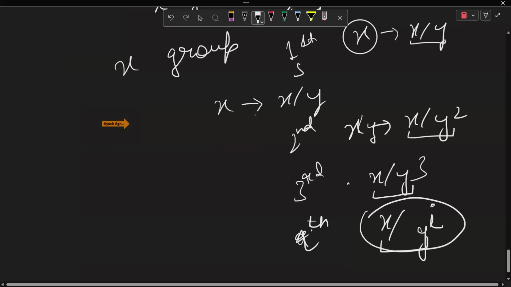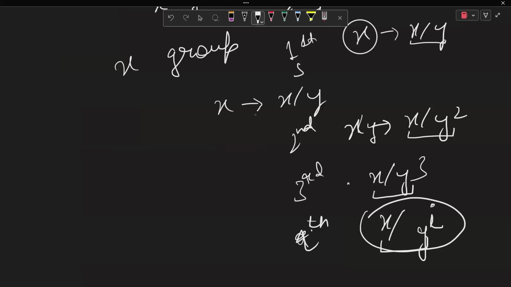So in the first step, if I reach the end of the group, then x will be divisible by y, so I'll move back to the previous last group. But it's not necessary that it will be divisible by y square as well, right?